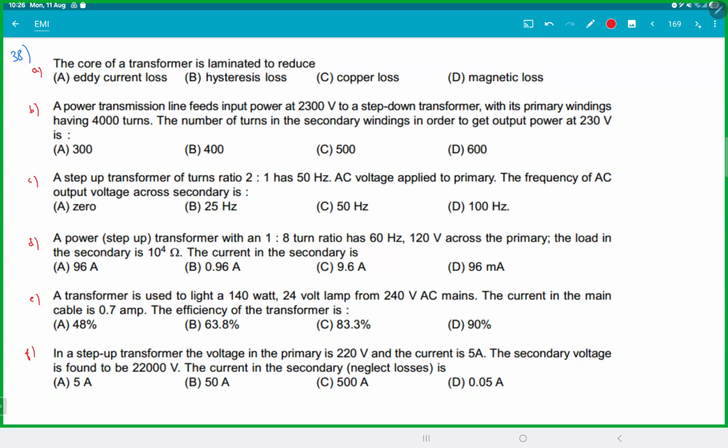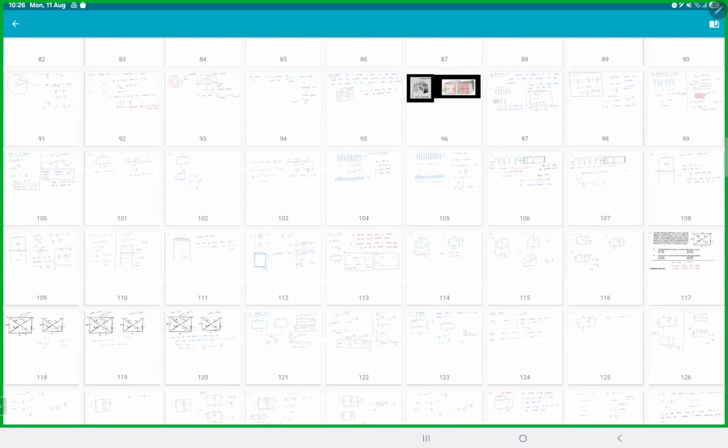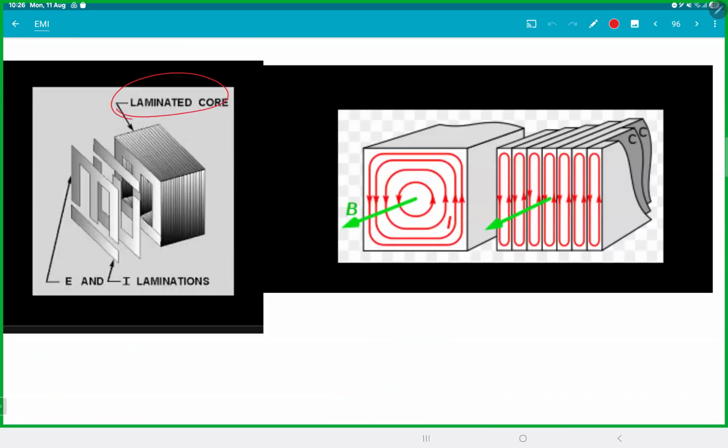Easy stuff. What is the first one? The core of a transformer is laminated. Isn't that what we do? We laminate it. It is to reduce eddy current losses.